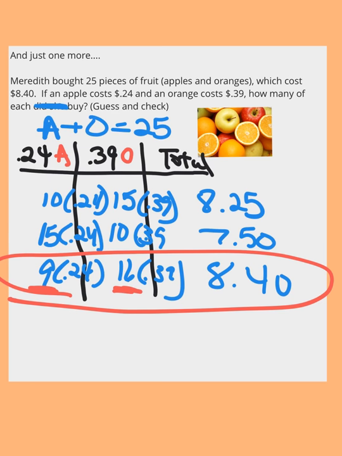So with this particular problem, we did look at the equation. We had two equations actually. One equation was the total number of pieces of fruit, and the second equation was the dollar amount. But we just tested out a couple of different possibilities to find our answer.